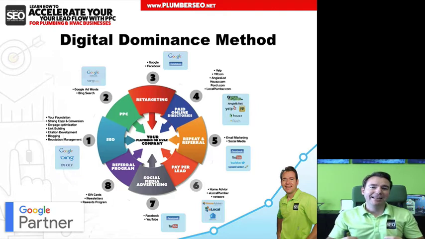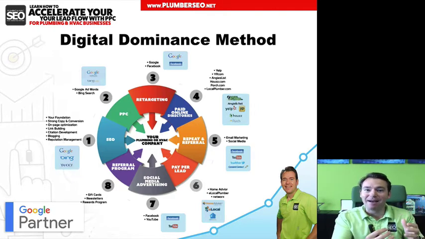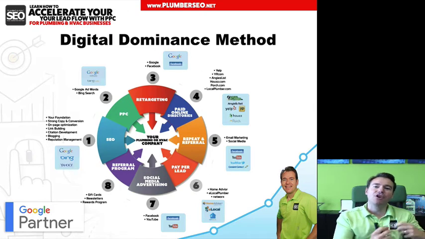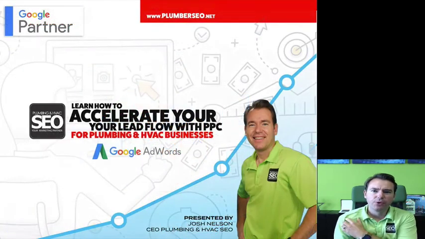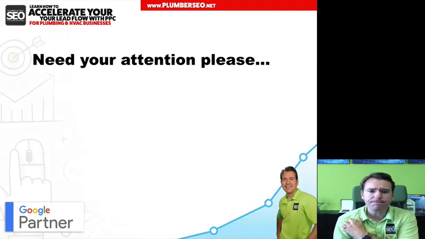And so far this year, we've covered step one in depth: how to set up your website, how to optimize it for conversion. And if you missed one of those webinars, definitely go back and check it out. But today's session is going to be all around pay-per-click marketing and how to accelerate your lead flow through pay-per-click marketing. So, a little bit of housekeeping.